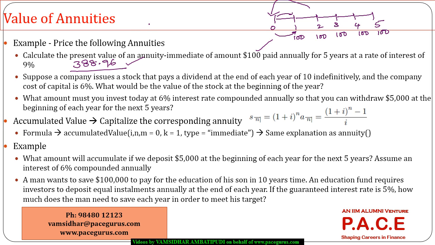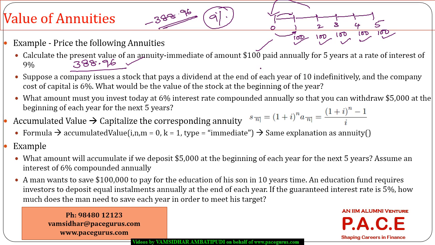It's as good as saying if you deposit 388.96 today and the annual interest rate is 9%, it's very much possible that you can withdraw 100 every year over the next 5 years. So the present value of that particular annuity is 388.96.